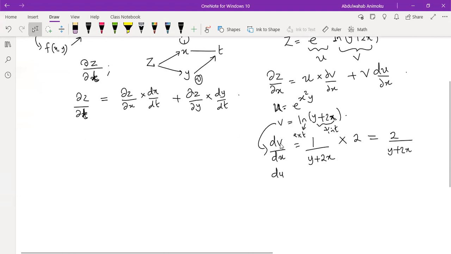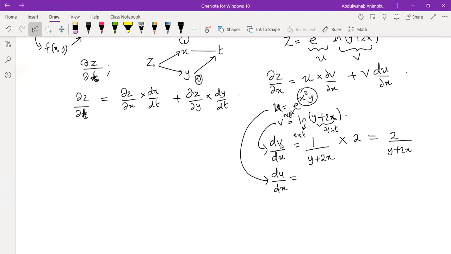Next is you need to find du dx, which is the derivative of this one. Now, this is an exponential function. Again, this is going to be chain rule because we have the first function, the external one is e, and the internal one is x squared y. So you find the derivative of the external function multiplied by the derivative of the internal.